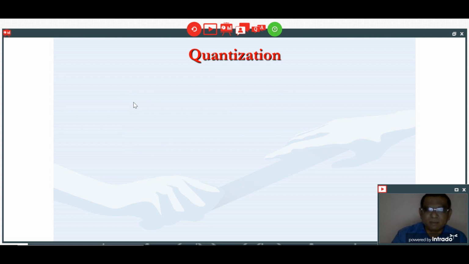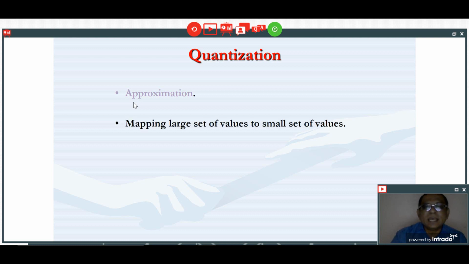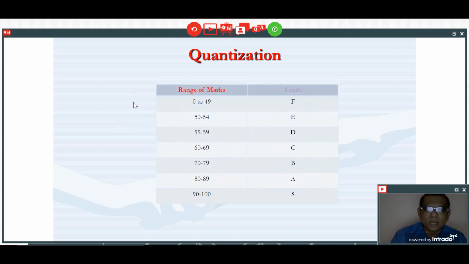Next one is quantization. What is basically quantization? Quantization is basically a many-to-one mapping process. It is not a one-to-one mapping. It is a many-to-one mapping process. Hence, it is termed an approximation. Mapping a large set of values to a smaller set of values, we call it quantization.